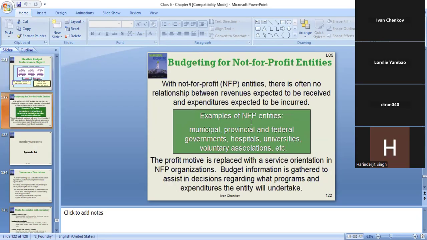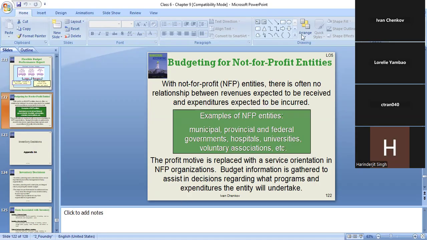What is the non-for-profit organization going to do? Pretty much the same structure of the budget. Exactly the same. But there will be some modification on different parts of the budget. Who's going to use that budget? That will be for the municipality, for the federal government, for hospital, for the university, for voluntary association, anything. Even for your household, you can prepare your budget. And again, you can use the budget for control in order to achieve your goal.